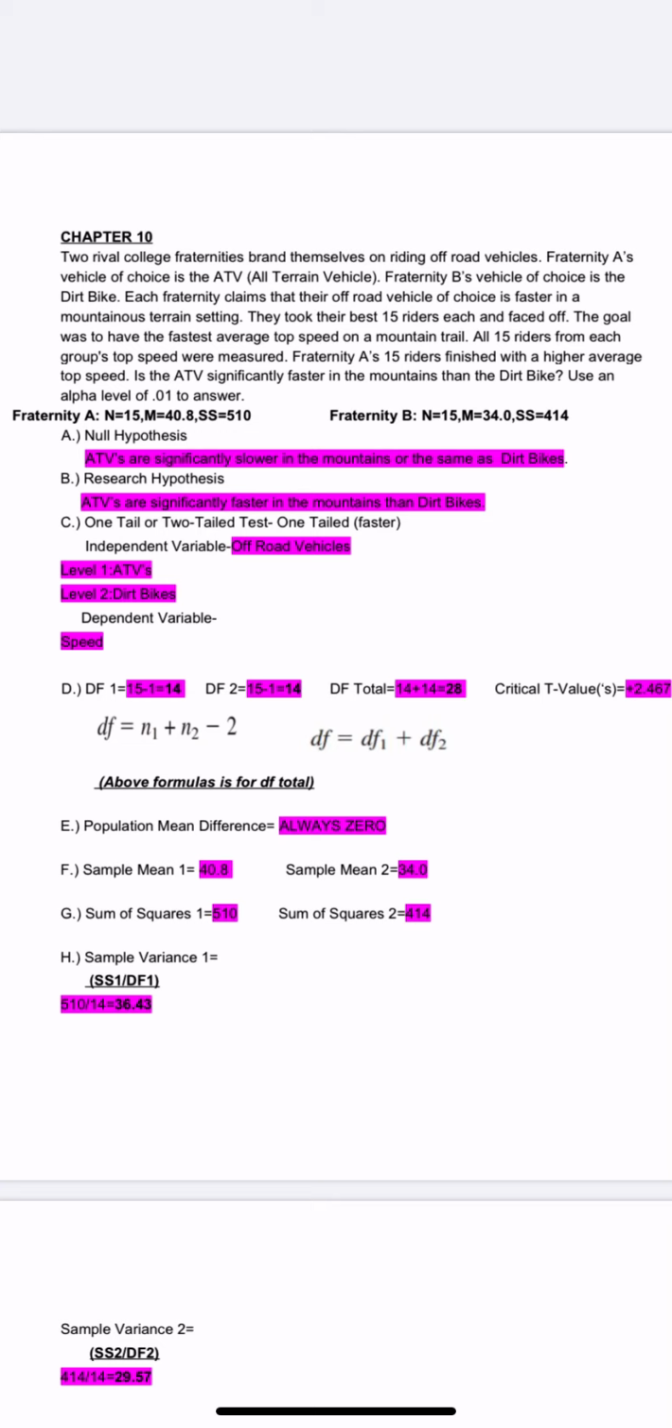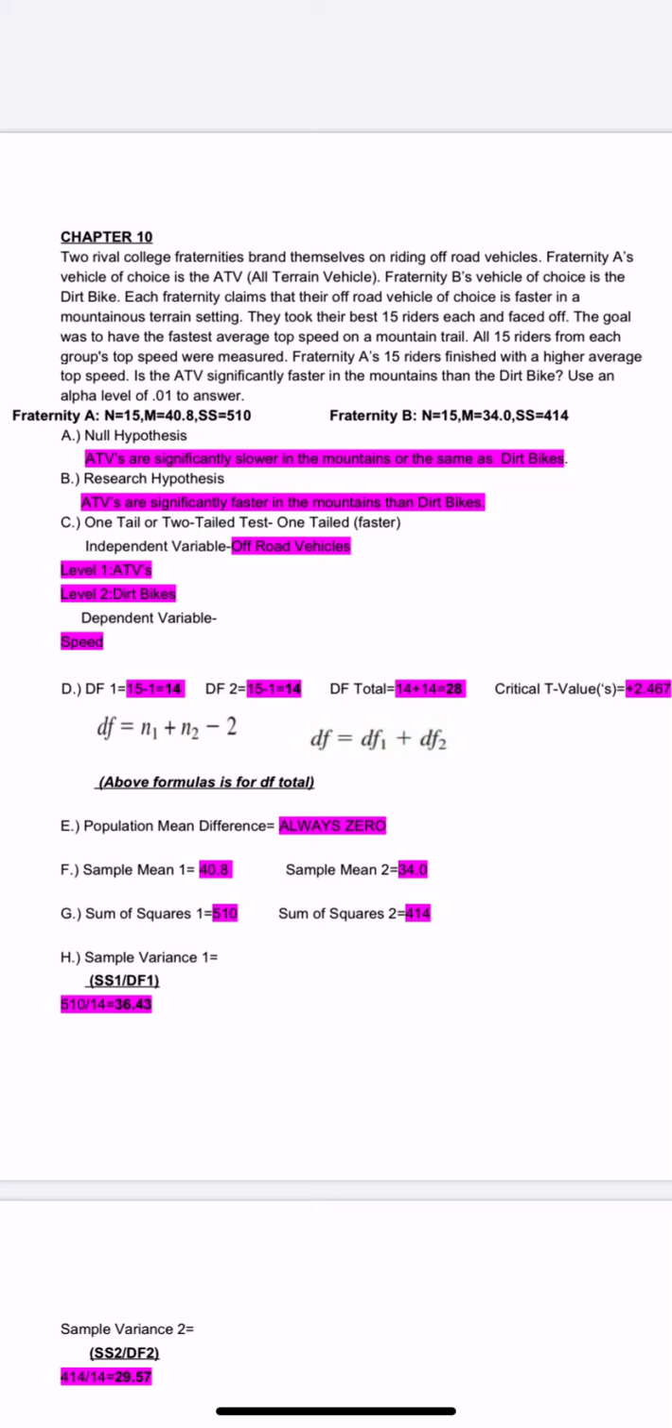All right, so what information are we given? Well, we're given the N, which is the number of participants in each group in this case. So fraternity A, there's 15 participants. Fraternity B, there's 15 participants. The mean speed of each group. So fraternity A is 40.8 and fraternity B is 34. And the sum of squares, which we all know how to calculate, so you'll be given it now moving forward when it comes to independent measures t-test. It is 510, and the sum of squares for fraternity B is 414.